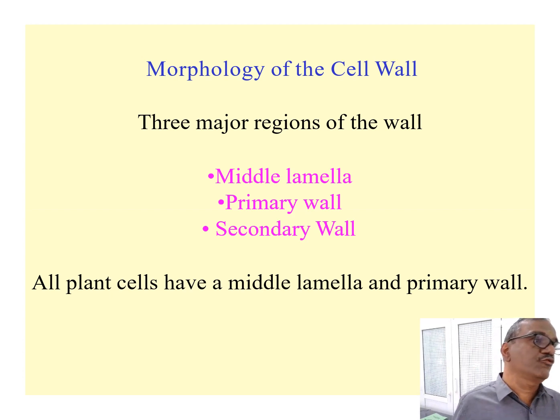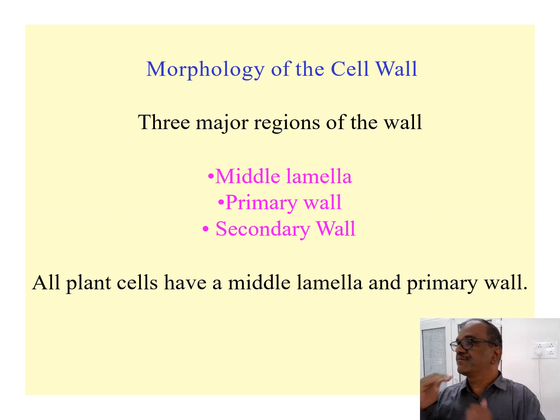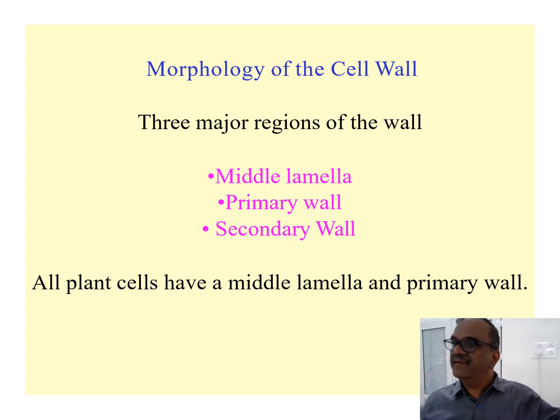So what are the three regions? Okay, which one is next to the plasma membrane? Initially, it is the middle lamella. Then while the deposition occurs, the middle lamella expands and the primary wall enters. Okay. Then when the secondary region develops, the outermost layer is the middle lamella, and the inner layers are the primary wall and the secondary wall layer.